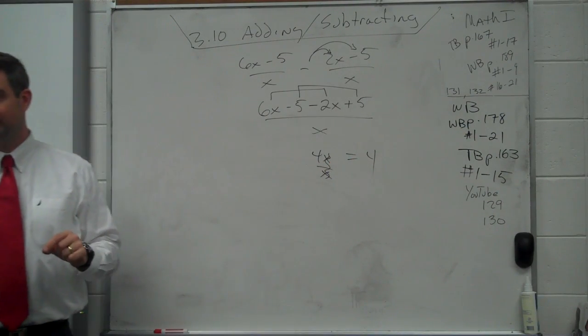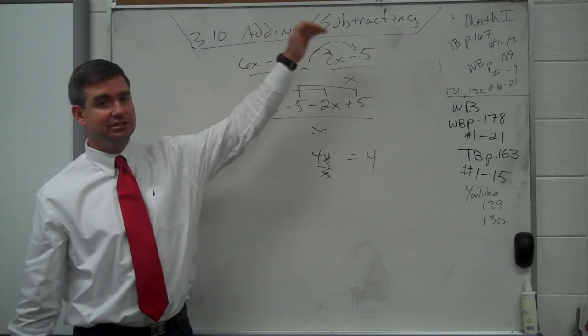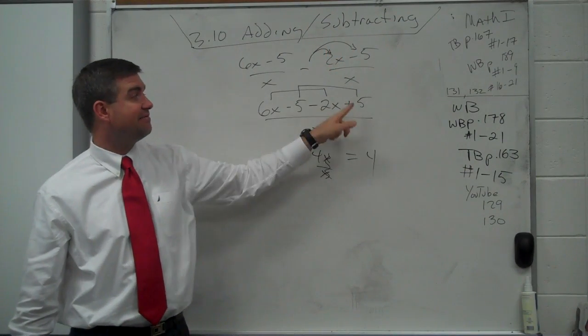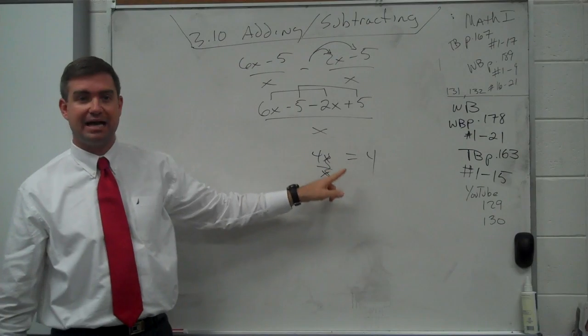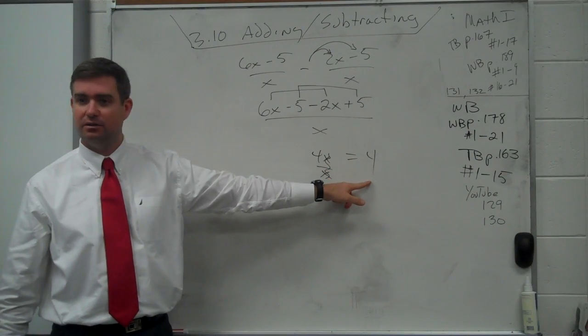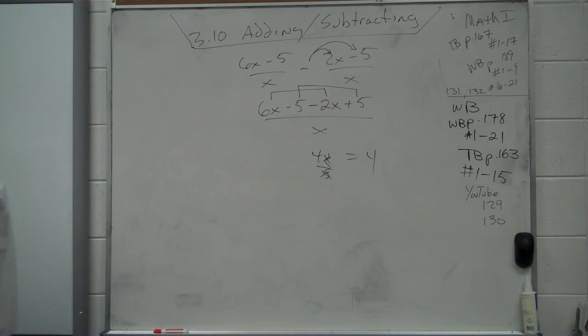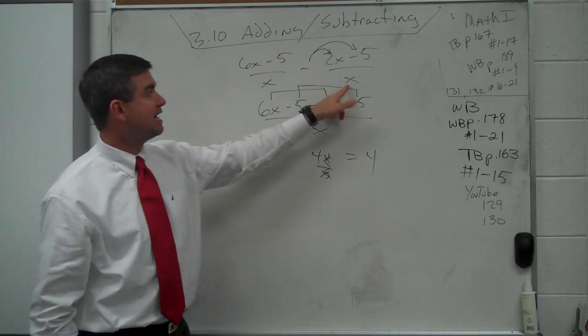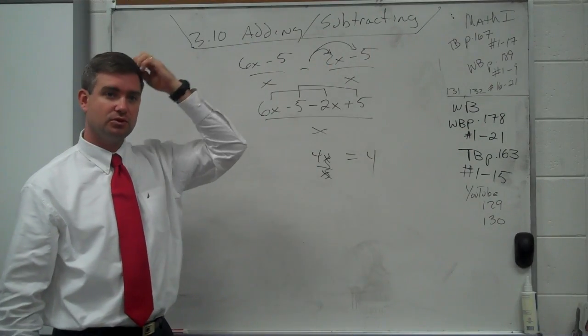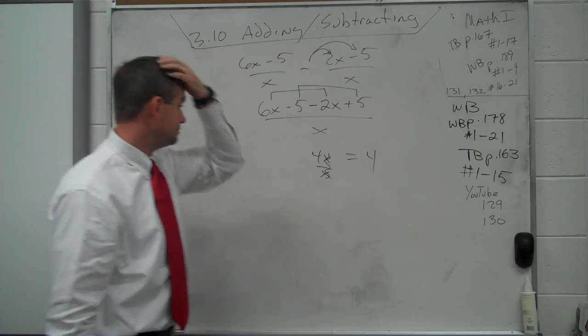Here's your question. If we had not distributed the negative to the negative 5 and made that positive 5, would we have gotten 4 as our answer? No, we would not have. Distributing is very important when you are subtracting. Write that down, circle it. How come the negative doesn't go to the x? The negative doesn't go to the x because it stays on the top. Good question.